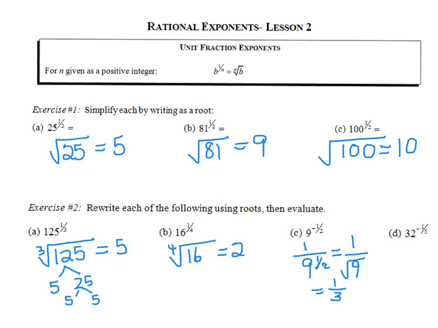In part D, we also have a negative exponent, so I'm going to rewrite this as 1 over 32 to the positive 1/5. So that exponent gets changed to a positive 1/5 when I put the 32 in the denominator. This would just be equivalent to 1 over the 5th root of 32. But we know that the 5th root means multiply a number by itself 5 times to get 32. So that answer is going to be 1/2.